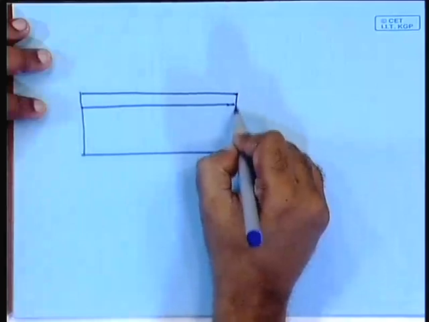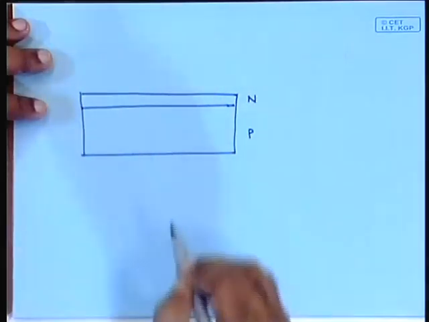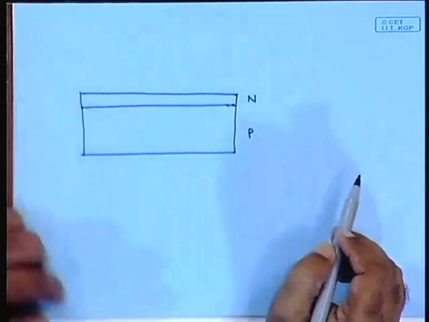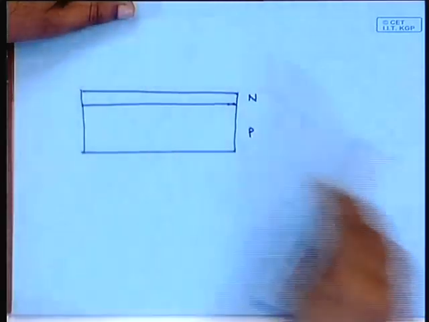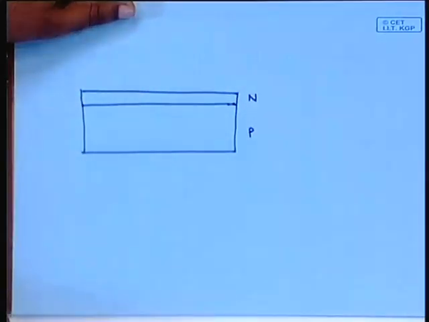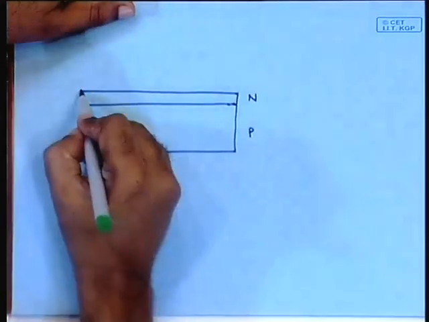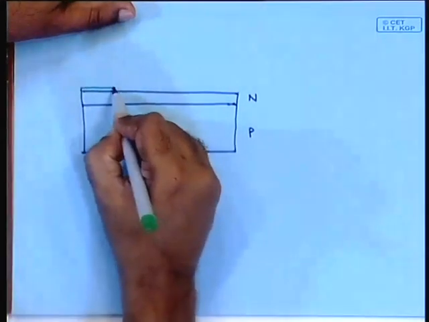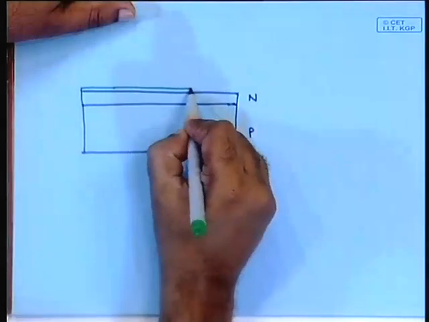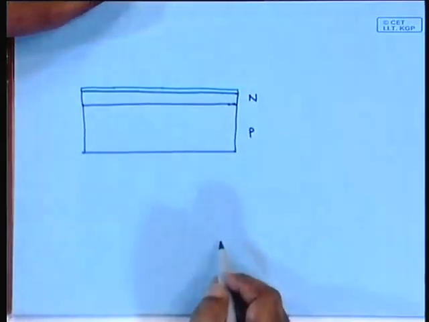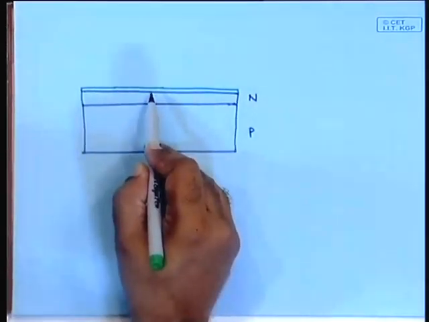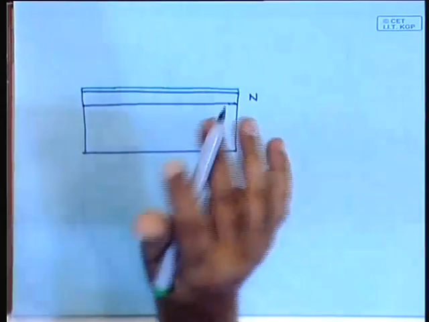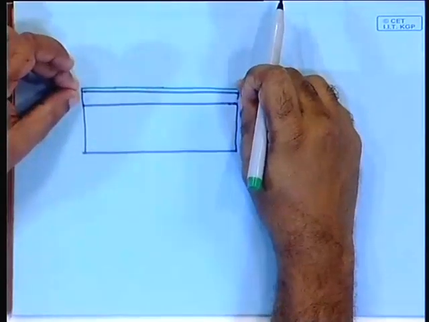So, suppose here is the N part, this is the P part, and here is the junction. Now, on top of it, if you apply a thin layer of some transparent material whose refractive index is such, the refractive index of that material has to be carefully chosen, also the thickness has to be carefully chosen.